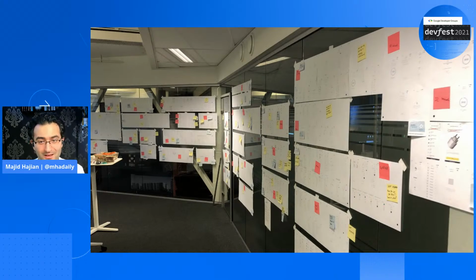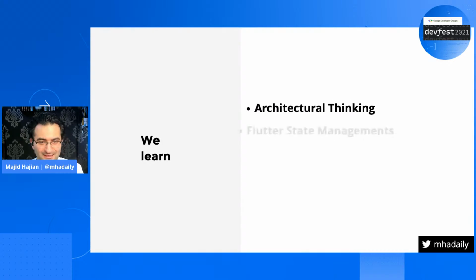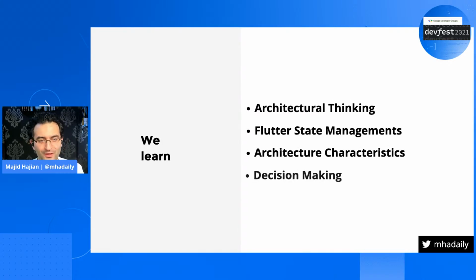So today, I'm going to talk about that. I will walk you through the architectural thinking, like how an architect thinks about state management and decides which pattern or even which package is better for a particular problem, right? So what we're going to do here, we're going to talk about that, and then we will compare some Flutter state management packages and patterns, and then we're going to talk about architecture characteristics and the decision-making process, right?